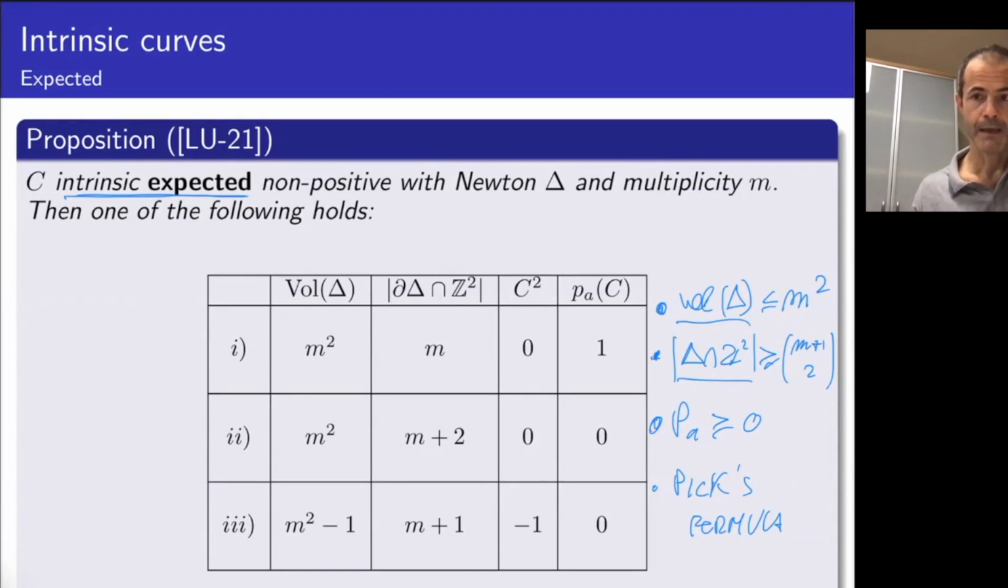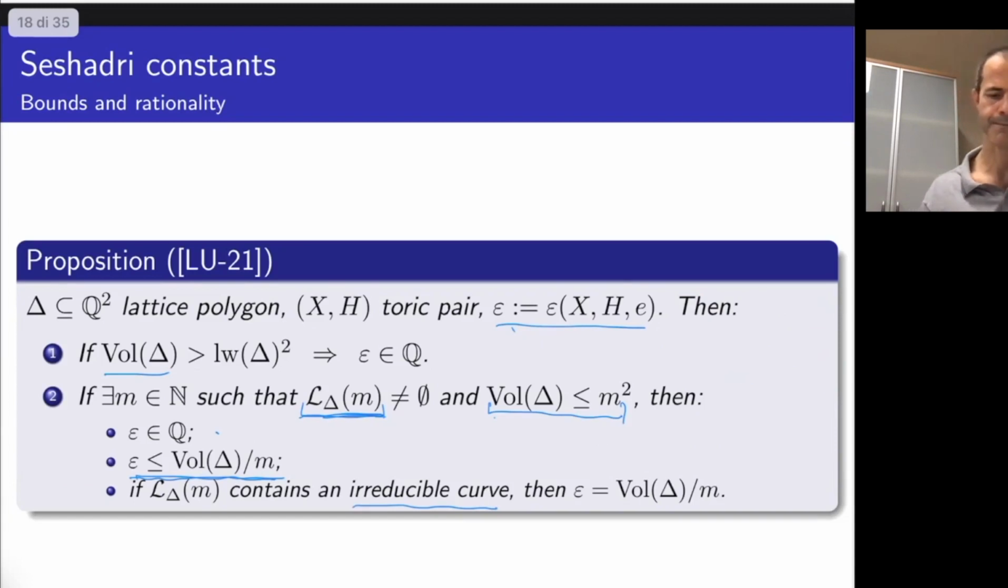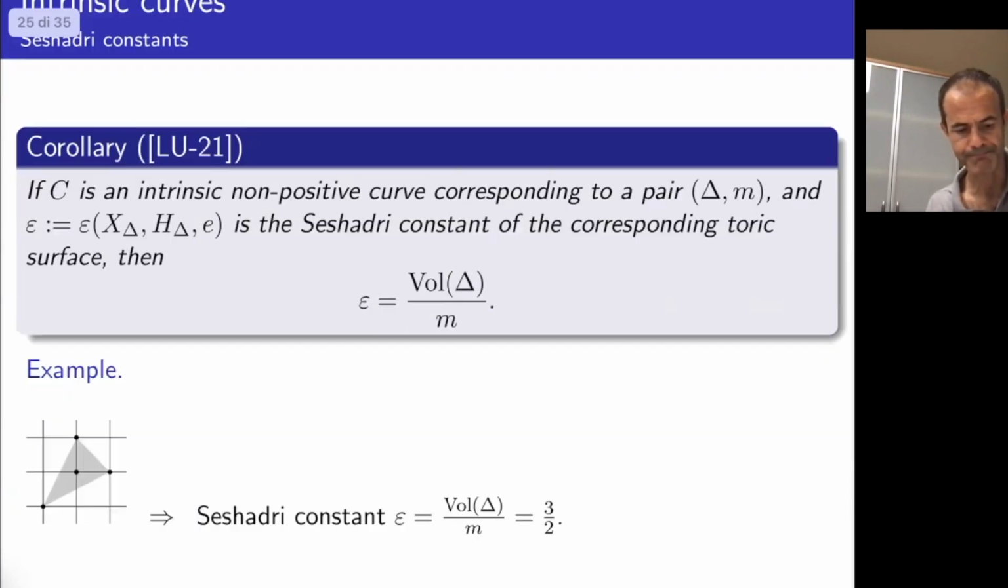And finally, the final result about these curves, let me go back for a while to this. You can see that if we consider an intrinsic non-positive curve, then we know that it is irreducible. It lies in this linear system, and it satisfies this inequality because it is non-negative. So as a straightforward corollary of this fact, we have that here.